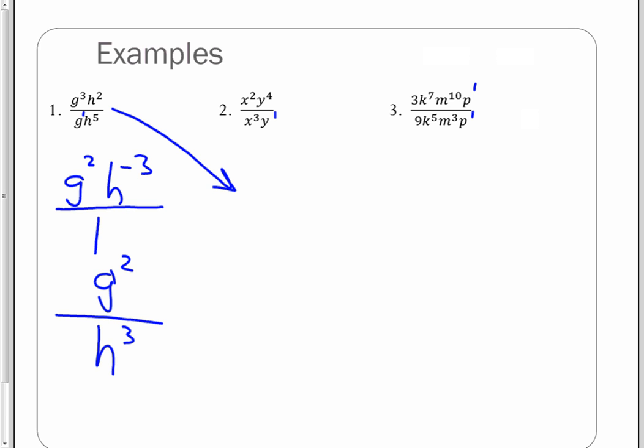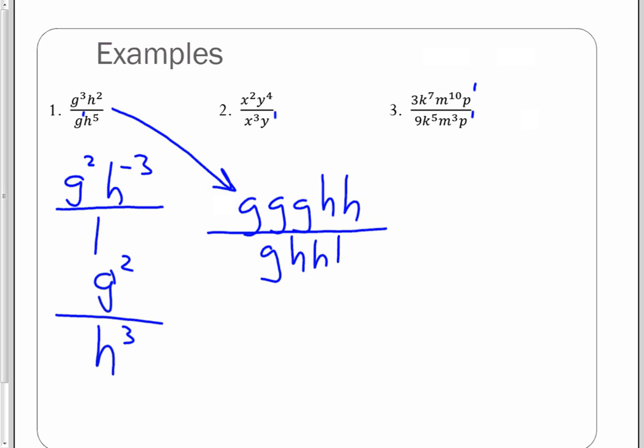How many G's are on the top? 1, 2, 3. How many H's are on the top? 2. How many G's are on the bottom? 1. How many H's on the bottom? 5. 1, 2, 3, 4, 5. This is why subtraction works, because subtraction is really cross-canceling. What can I cancel out in the G's?